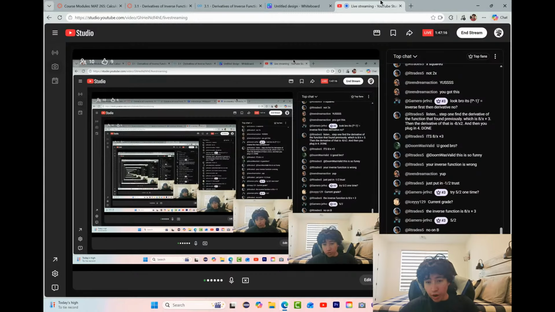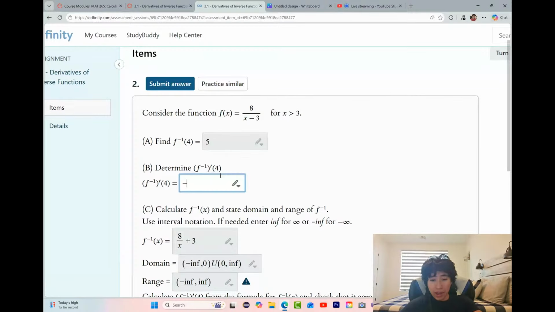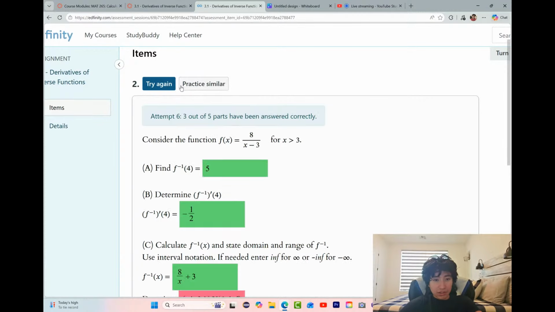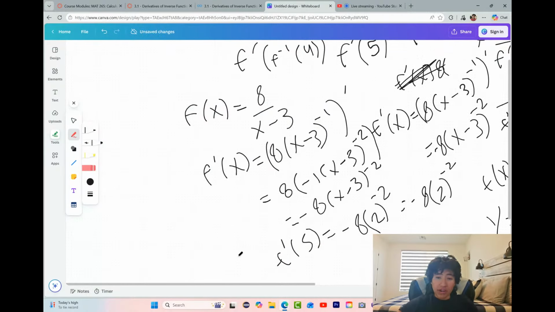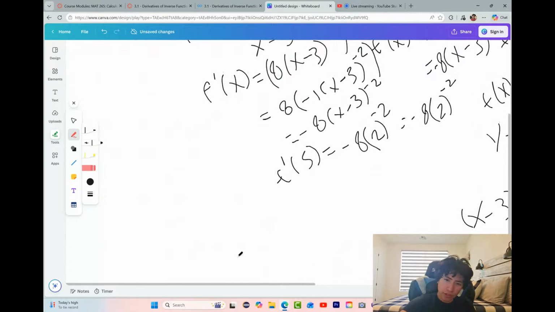For derivative 1, try 5/2. Negative 1/2. That says it's correct, dude. Oh wait, do you want us to simplify more? Hold on. I know that this is a negative 8 times 1 over 4.